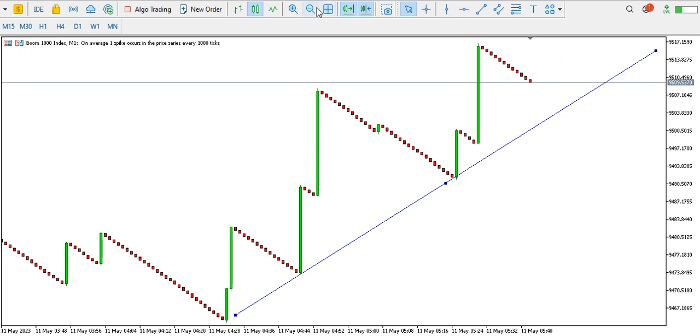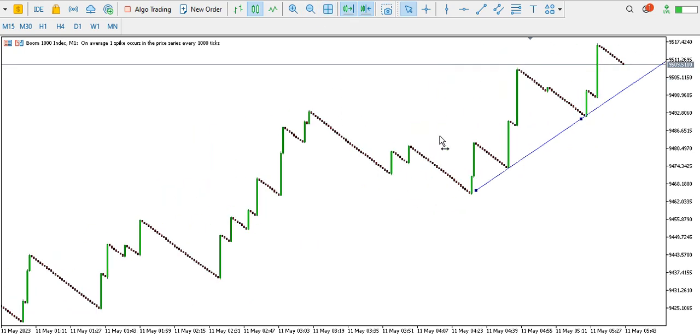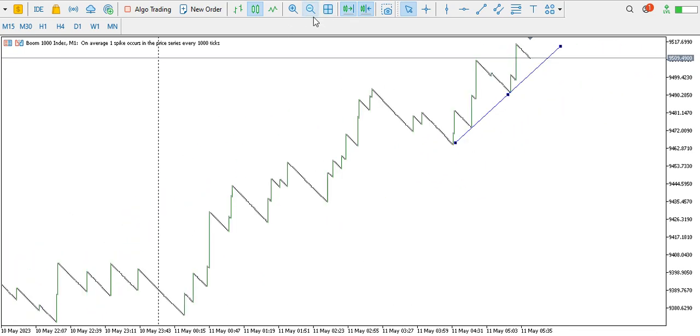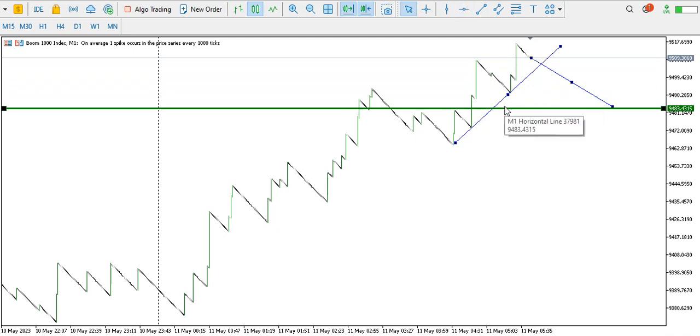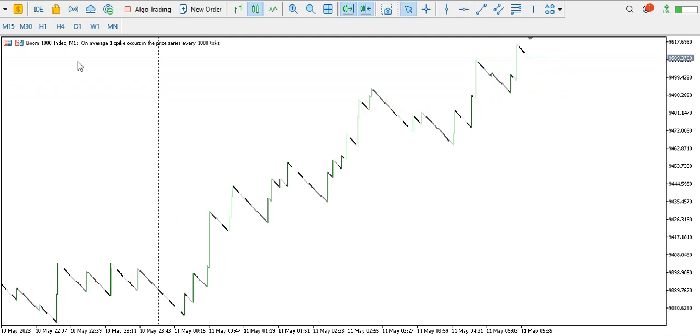On the 1 minute time frame, your stop loss could be, let's see which one has the highest drawdown, you can take this. So this could be yours. If you enter your buy here now, your stop loss should be somewhere around here on the 1 minute time frame. So try and catch the spike on boom 1000.